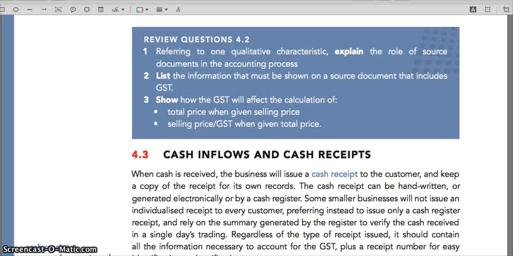At this point, I reckon we can have a crack at review questions 4.2. It's a really good idea to start getting into the habit of being able to answer these questions, referring to qualitative characteristics or referring to accounting concepts and principles. So I think we'll knock those over.